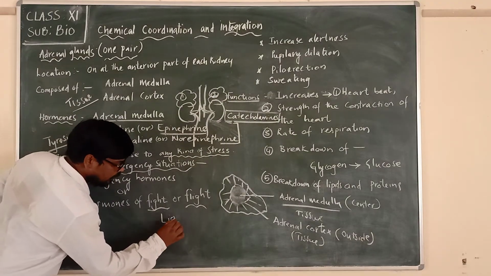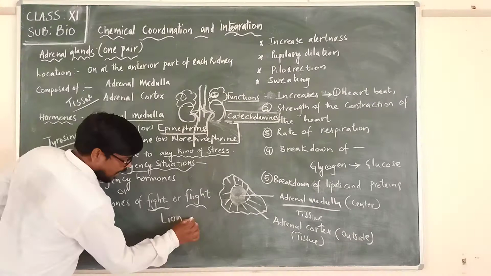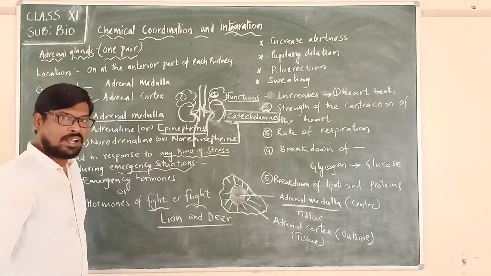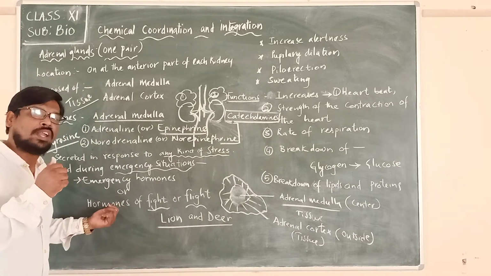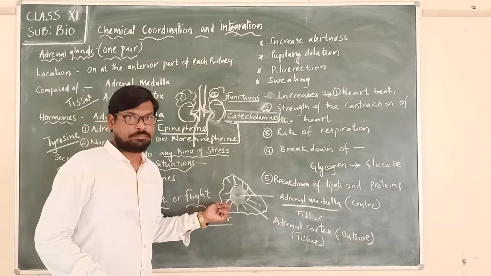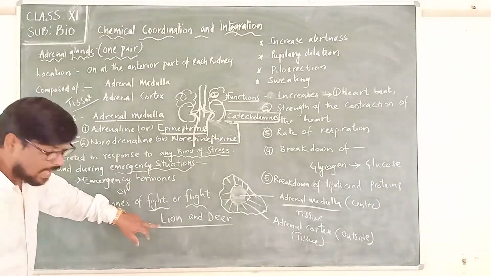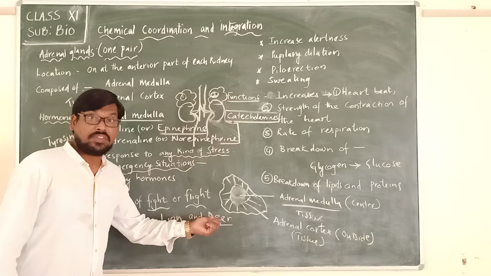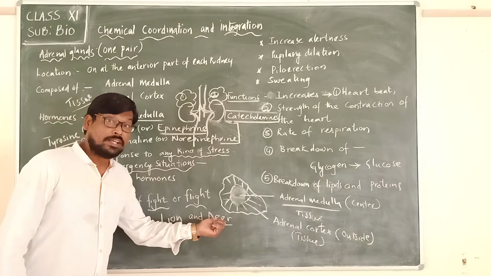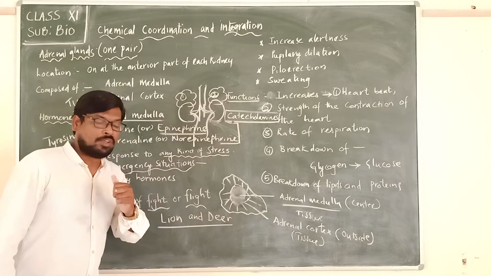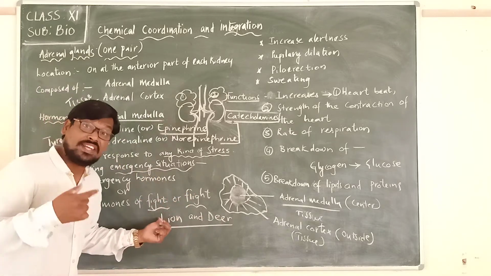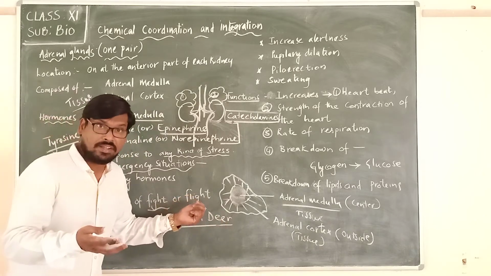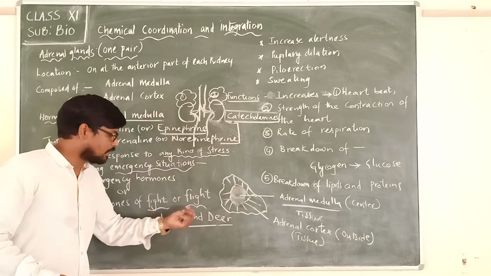Here, I am taking a lion and a deer. Lion and deer are taken to understand why they are called the hormones of fight or flight. In the case of the lion, it will try to attack the deer. But the deer will try to run away. So in simple terms, the lion is trying to fight with the deer, whereas the deer is trying to run away from the lion.